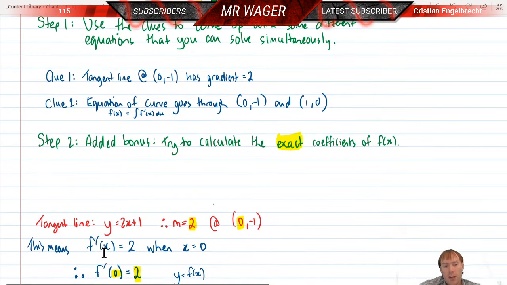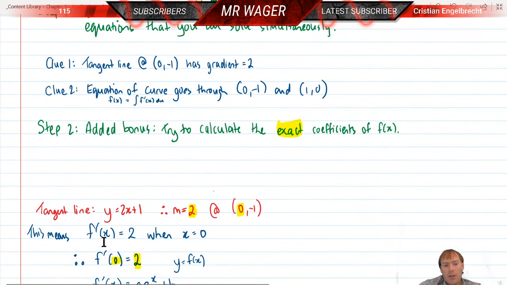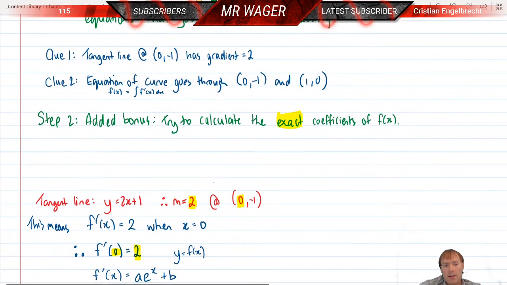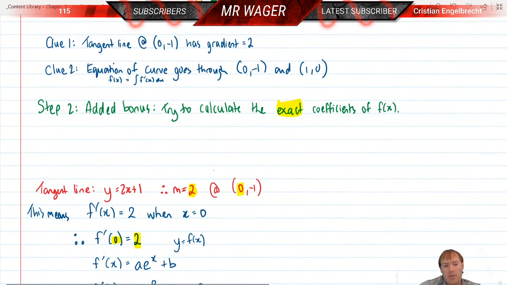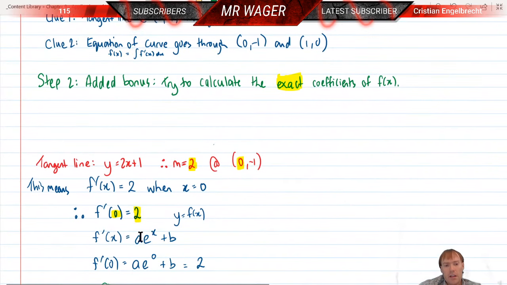We're going to use that information, and we're going to say, okay, well, the gradient function, that's dy dx, has to equal 2 at x equals 0. So let's put that information in. The gradient function is given to us in the question, that's dy dx. I've just changed it to f prime of x, or f dash of x, just so it's a little easier to do this notation all the time.